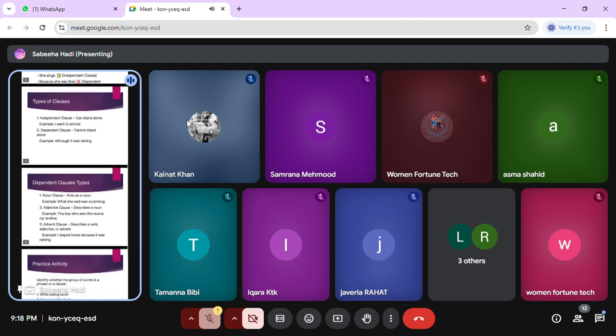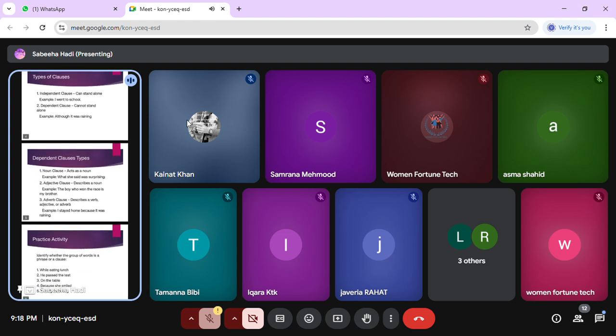Now here are the subtypes of dependent clause. We have two types of clauses, dependent and independent. Now it is the types of dependent clause. Dependent clause, the first type is noun clause.